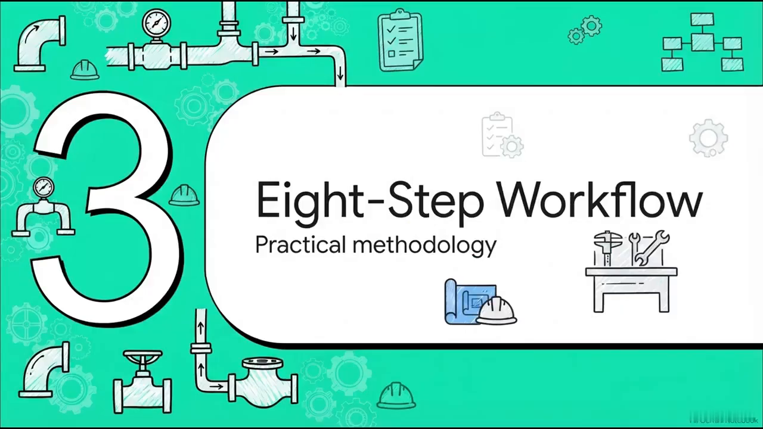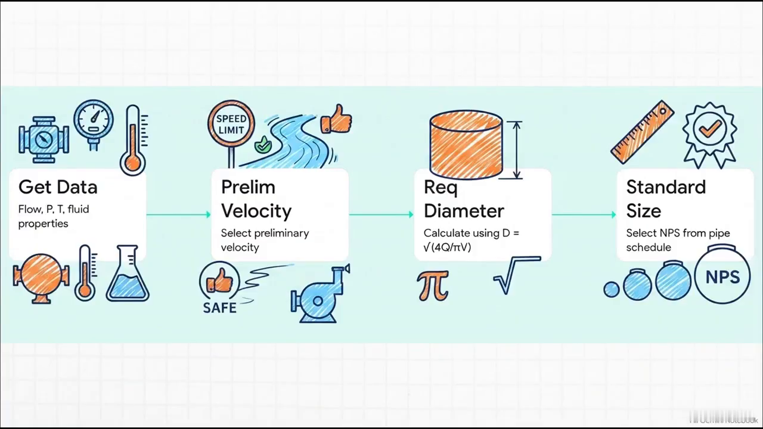Section 3, the 8-step design workflow. Because we know engineering doesn't happen in a purely theoretical vacuum. You can't just order a mathematically perfect pipe with a diameter of, say, exactly 4.127 inches, right? We have to use standard manufactured sizes. So, here is phase 1 of the real-world workflow. Step 1, get your process data: flow rate, pressure, temperature. Step 2, select a preliminary velocity based on safe industry standards for that specific fluid. Step 3, plug those into our golden formula to calculate the theoretical diameter. And step 4, take that theoretical number and match it to the nearest standard manufactured pipe size, which we call the nominal pipe size, or NPS.